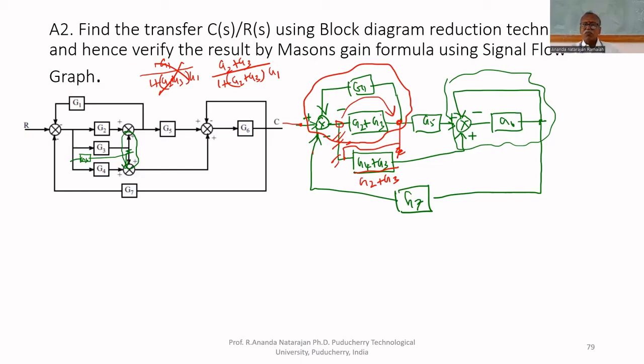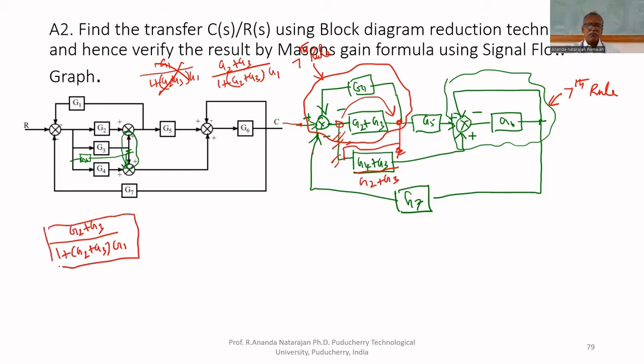Now we can convert this block by using the 7th rule. Apply the 7th rule for this. For this also you apply the 7th rule. Then what you will get? For this, G2 plus G3 upon 1 plus G2 plus G3 multiplied by G1. This is for the first block. For this first block, I got this.